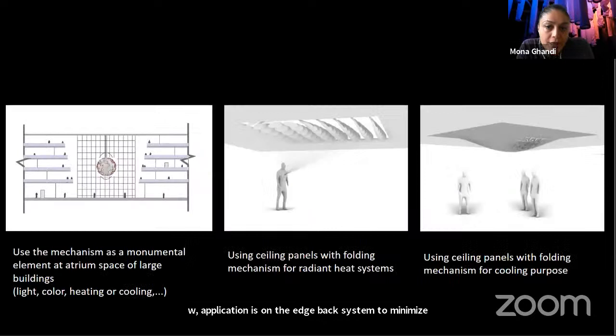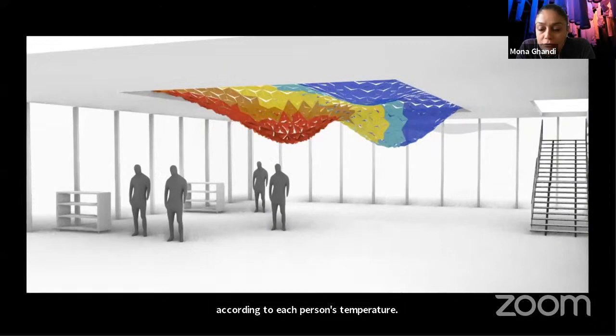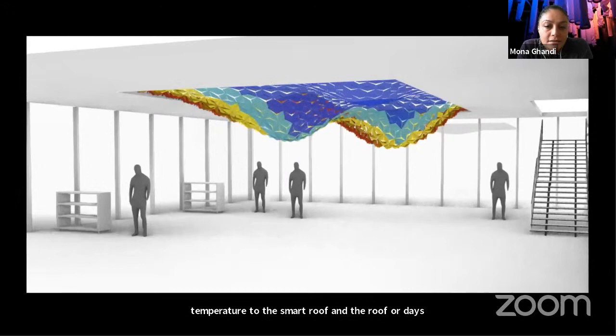So the idea is a small modular ceiling that can act as an HVAC duct cover. This system, they talked about, could be suitable for large spaces with a small number of people, such as libraries and museums. And the ceiling acts according to each person's temperature. The system operates in such a way that the temperature sensors, which are connected to smart gadgets such as smart watches, instantly transmit body temperature to the smart roof, and the roof or installation panel opens and closes according to the needs of the people to provide their thermal comfort.